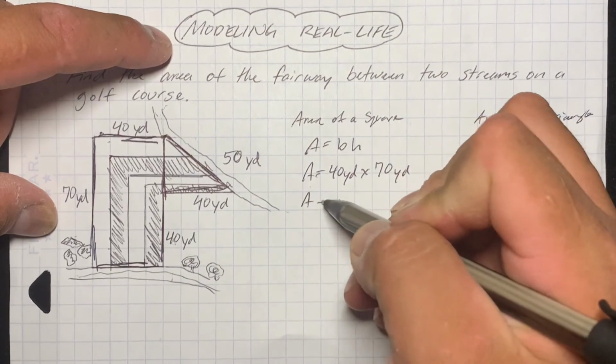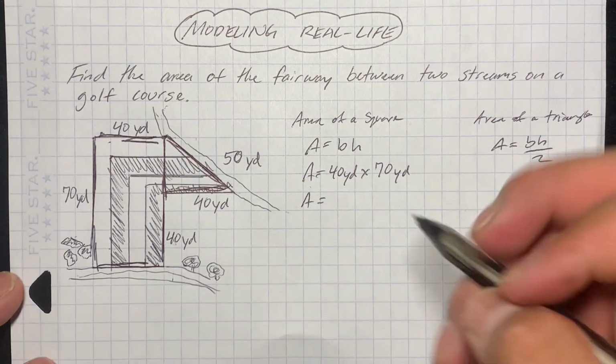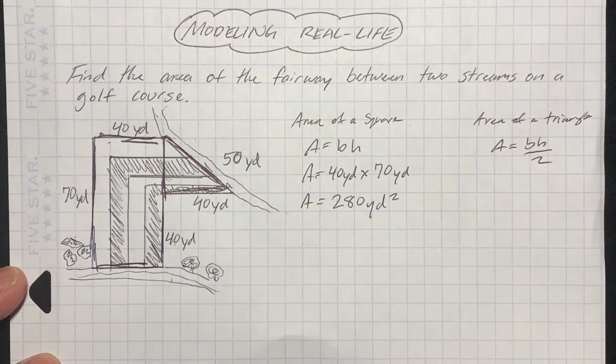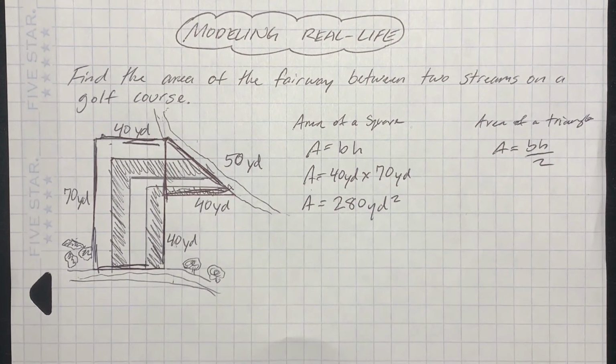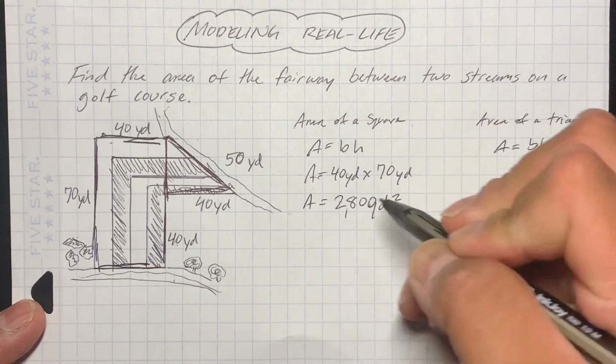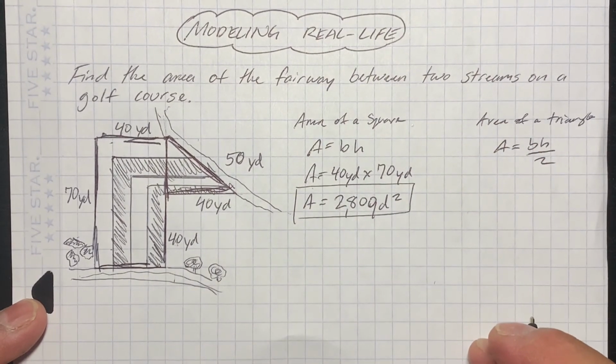Now, 40 times 70, that's going to be... let's see here, wait, 40 times 70. Nope. 2,800 yards squared. Okay. And yeah, there you go.